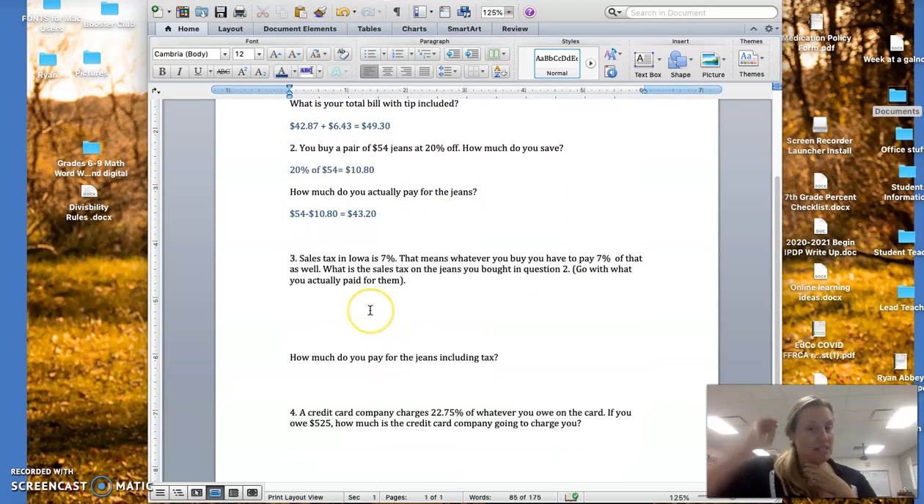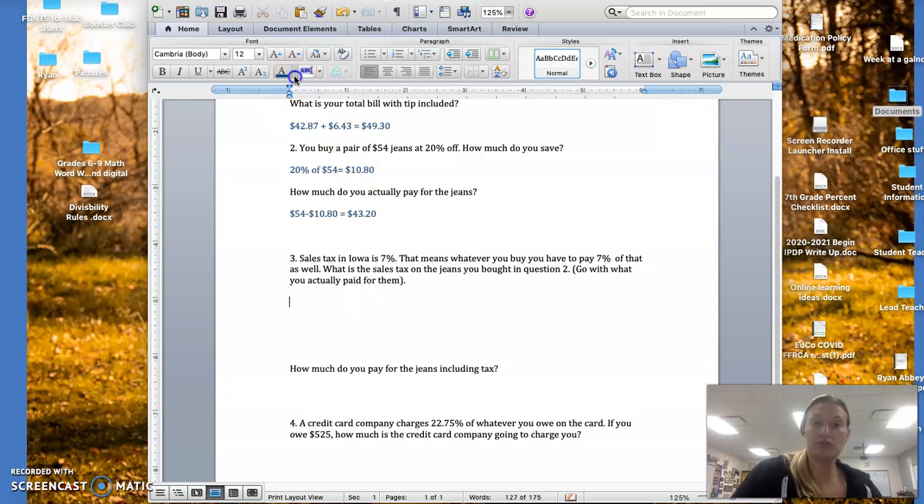Sales tax in Iowa right now is 7%. That means whatever you buy, you have to pay 7% of that as well. So what is the sales tax on the jeans you bought in question 2? So if we spent $43.27, okay, so the jeans, why doesn't that stay blue?